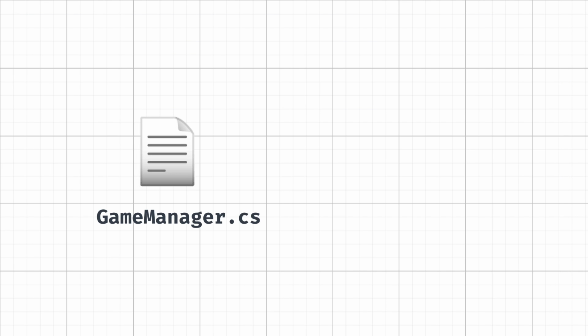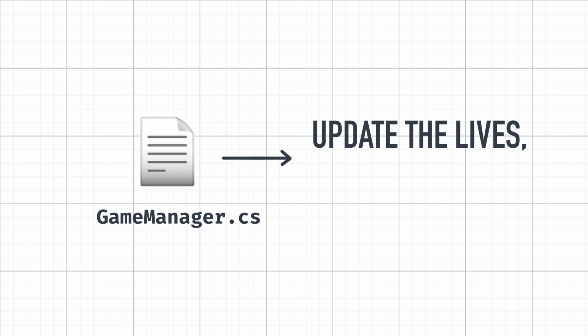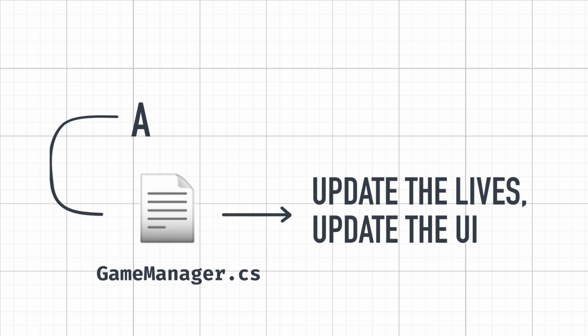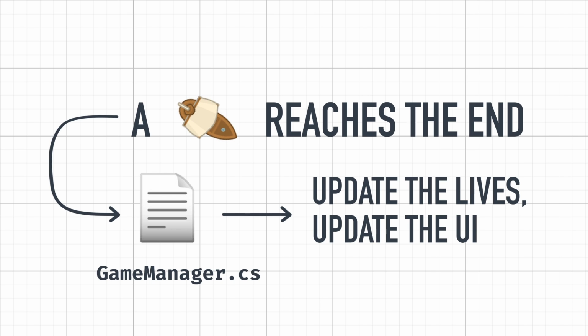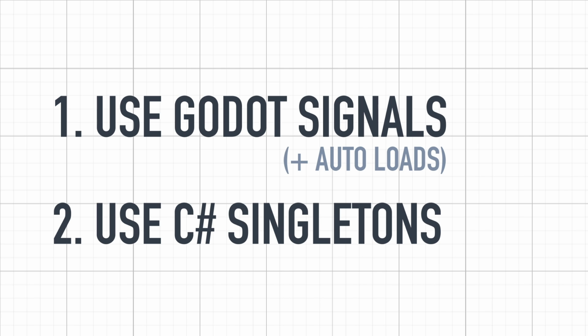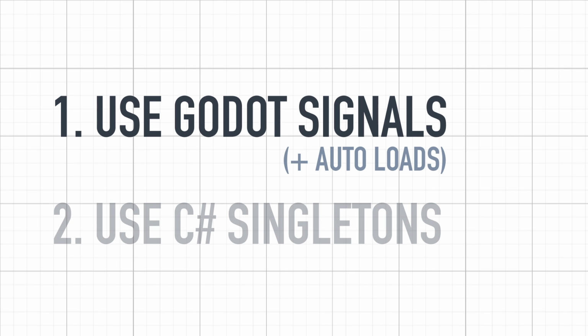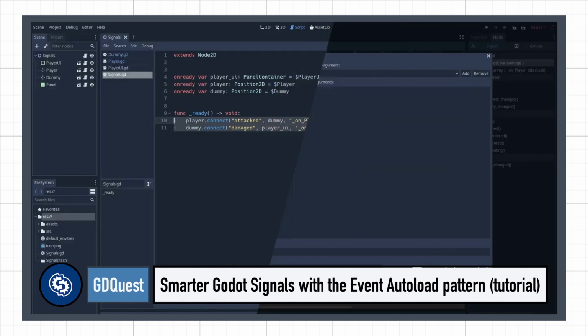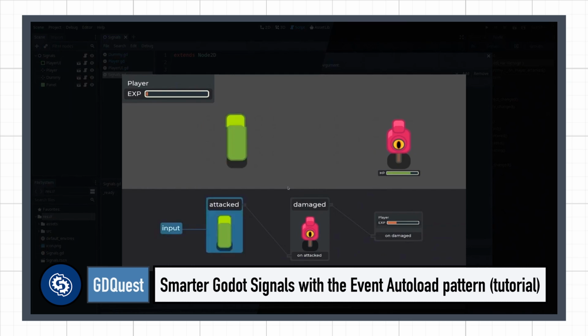We know that we want this game manager script to do something, namely here update the lives counter and then update the UI, whenever a ship instance reaches the end of the path. To do this, we can think of 2 solutions. Either we stick to Godot's signal system and dive into how to set up autoloads to create a global signal system, or we rely on basic C# singletons and turn our game manager into one. The first solution is interesting, but I feel it is a bit overkill for our case. If you want to learn more, however, you should definitely have a look at this tutorial by GDQuest.